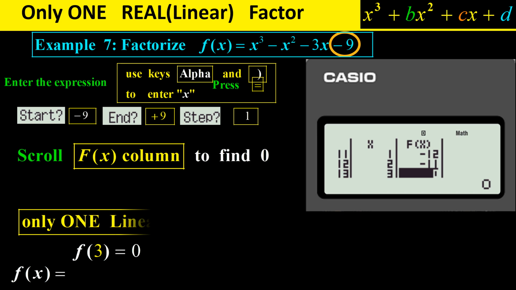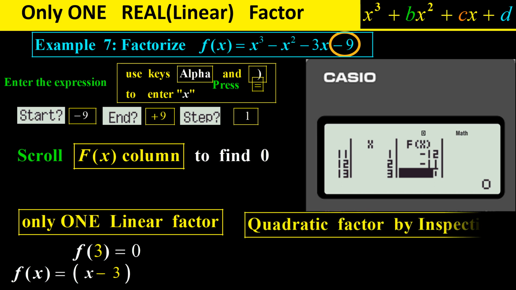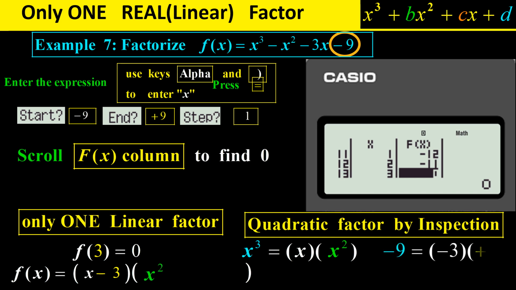And if we scroll down, we get f(3) is equal to 0. And we scroll and scroll, and we find no other values except f(3) equal to 0. So we only have one linear factor, x minus 3. We can then find the corresponding quadratic factor by inspection. How do we do that? I'm given an x cubed. So I already have an x.